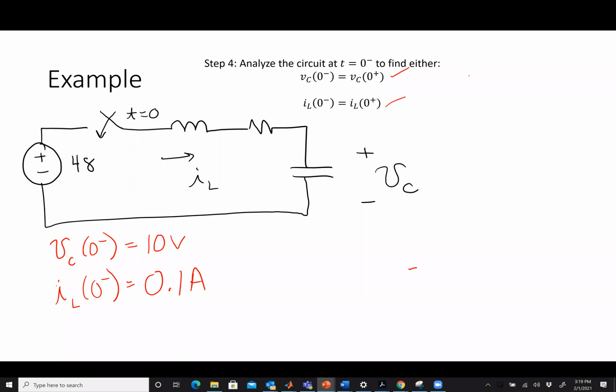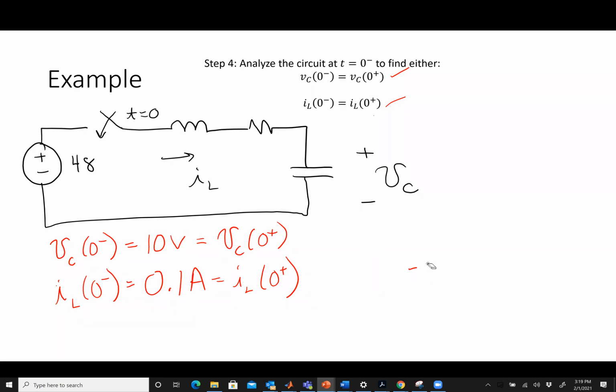Well, it just says that the capacitor current has to be continuous. Inductor current has to be continuous. Capacitor voltage has to be continuous. All right. V sub C of 0 plus and I sub L of 0 plus, they're found and they're solved, right?